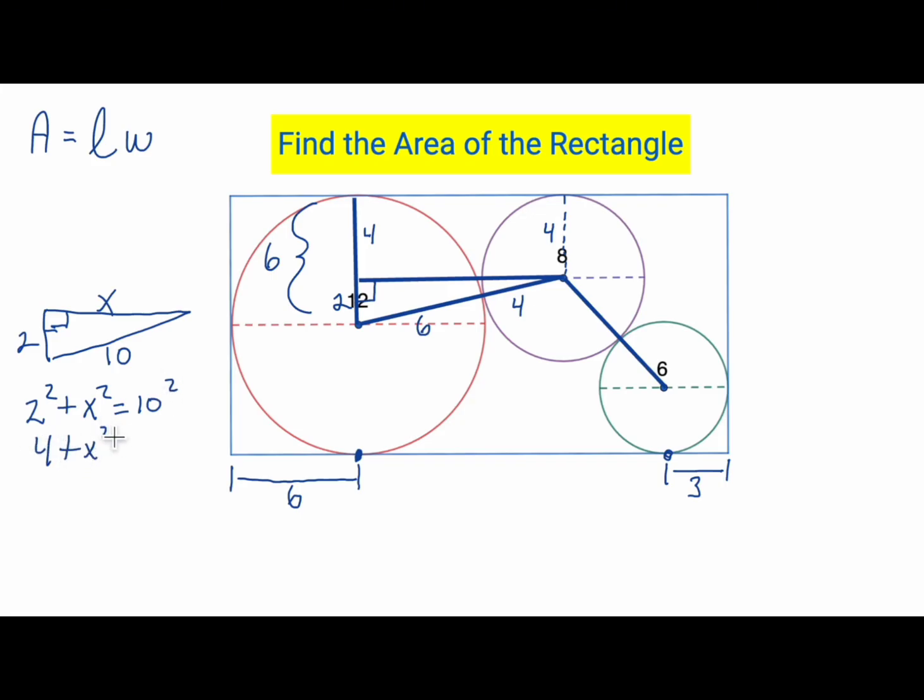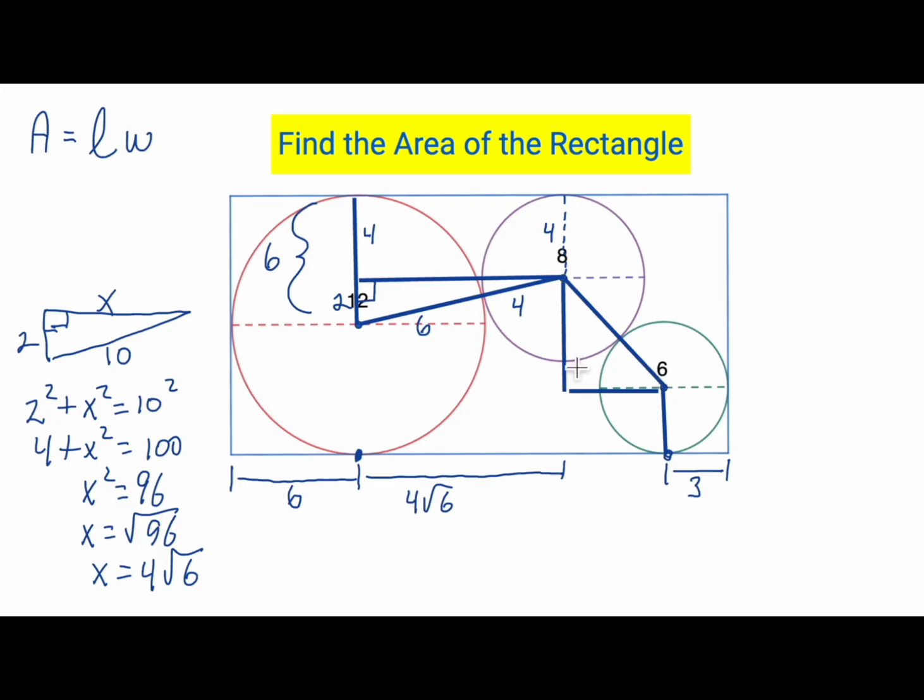4 plus x squared equals 100. X squared equals 96. X equals the square root of 96. And that is going to be 4 root 6. Okay, so this part is going to be 4 root 6 from here to roughly right there, 4 root 6. And now I'm going to do the same process, but over here with these two circles.